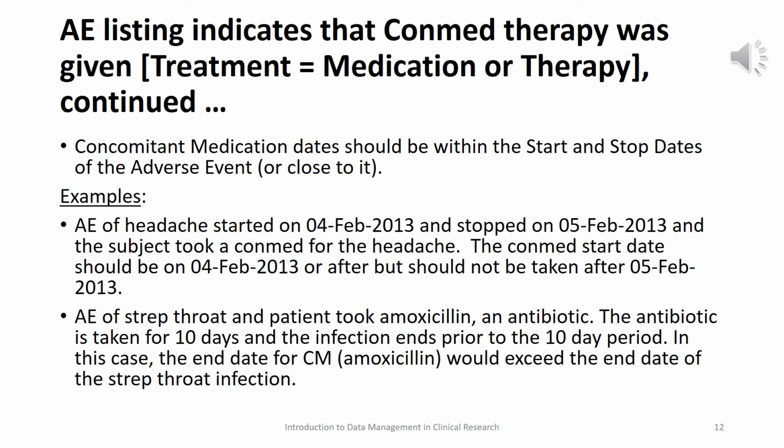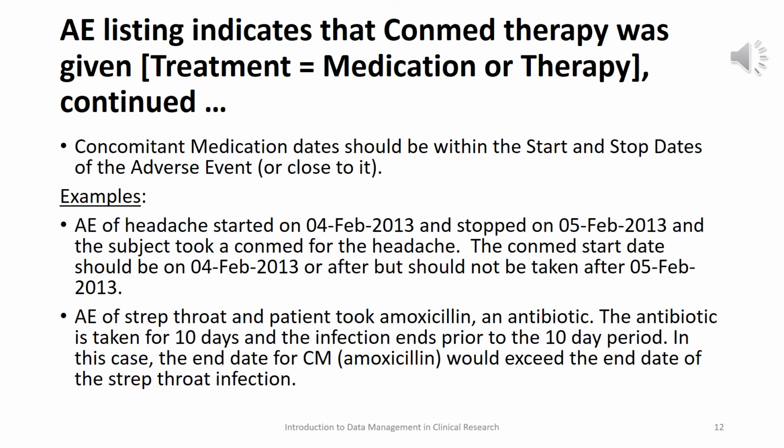In our first example, we have an adverse event of headache that started on February 4th, 2013 and stopped on February 5th, 2013. And the subject took a ConMed for the headache. So the ConMed start date should be February 4th, 2013 or after, but should not be taken after February 5th. So if their headache went away on February 5th, they wouldn't still be taking the medication on, say, February 6th or some date after that.